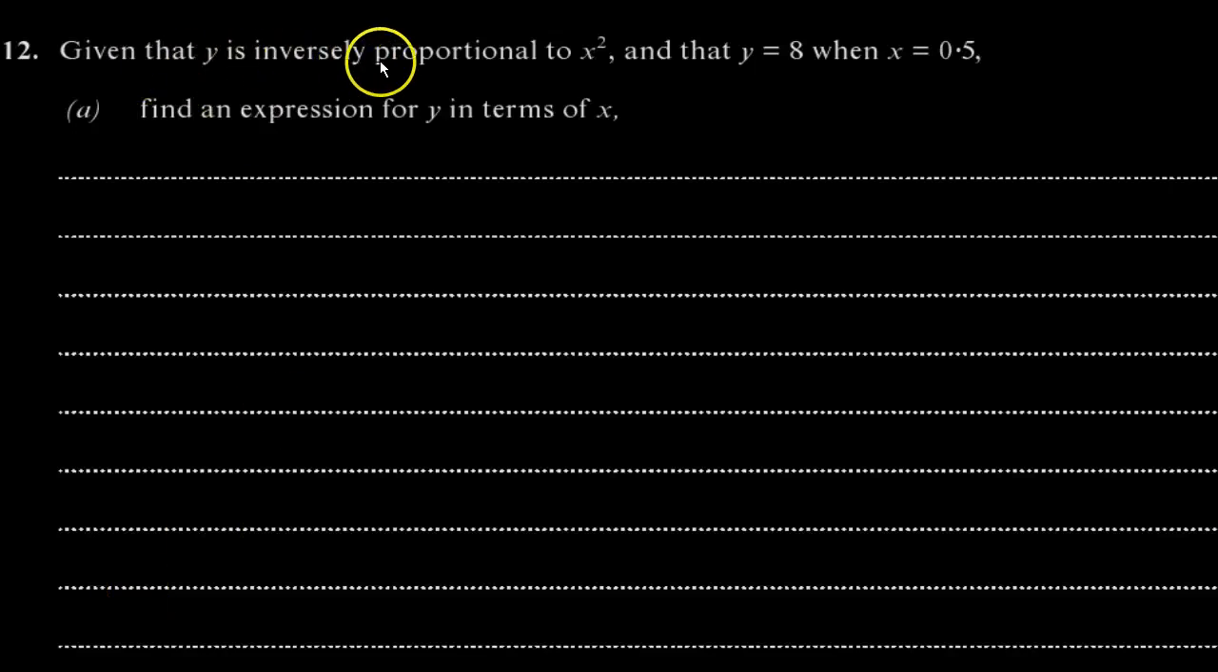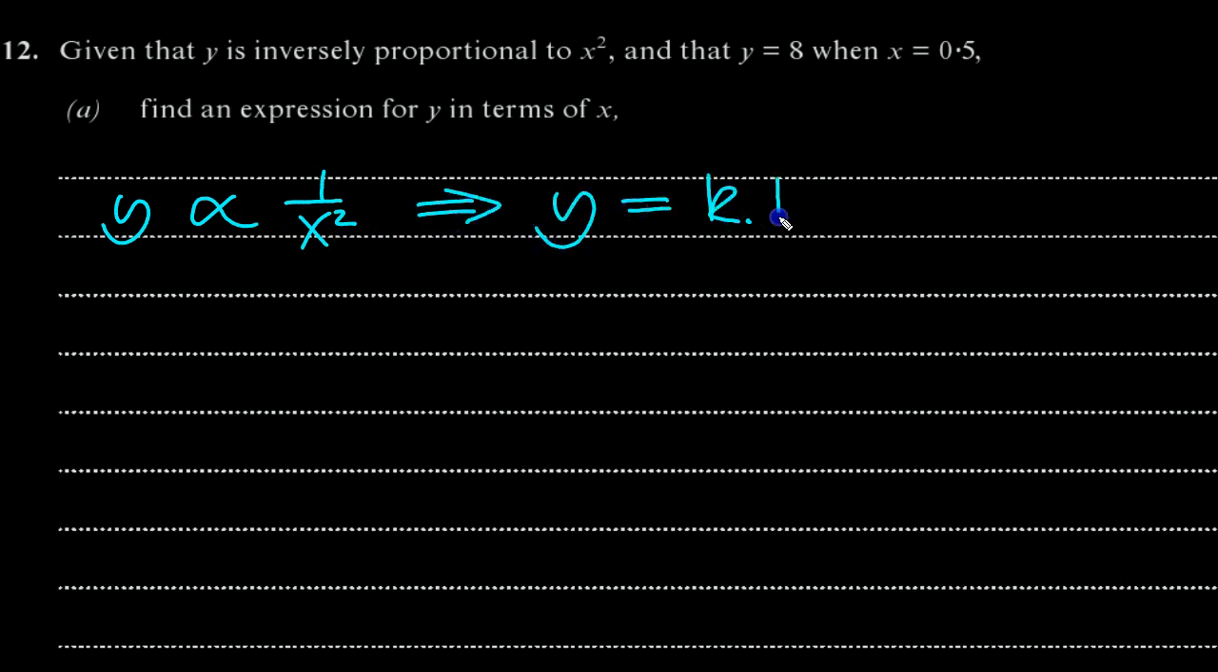Given that y is inversely proportional to x squared, and that y equals 8 when x equals 0.5, find an expression for y in terms of x. So let's have a look at this then. So y is inversely proportional to x squared, so that means proportional to 1 over x squared, doesn't it? So what that means is that y is equal to k lots of 1 over x squared, which is just k over x squared, where k is a constant.